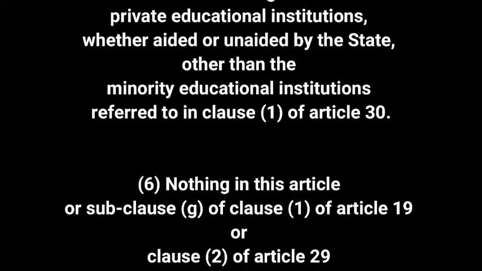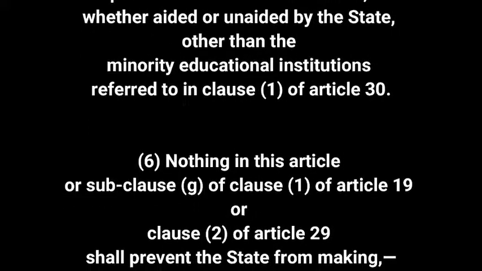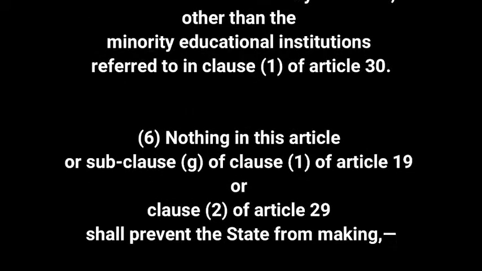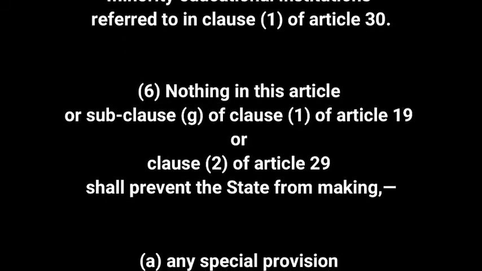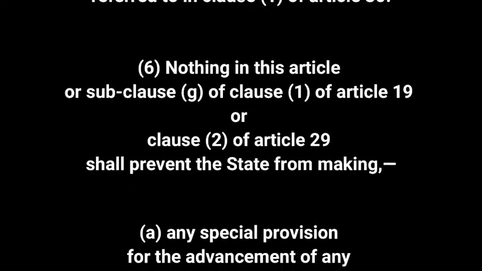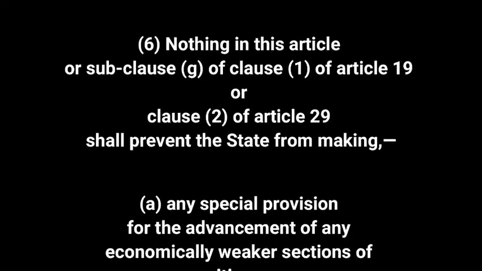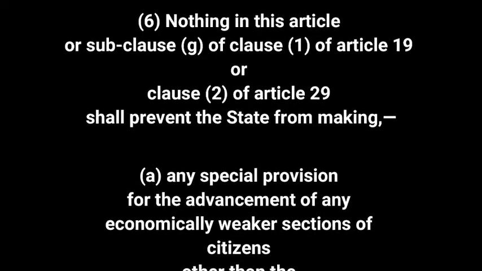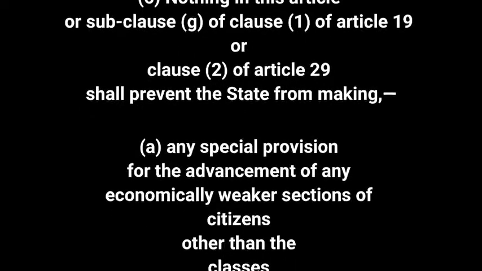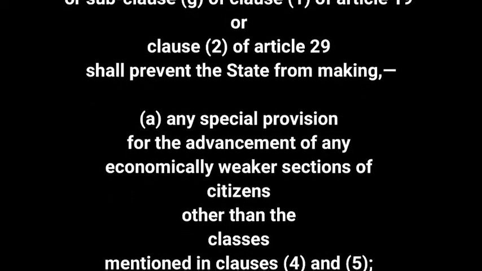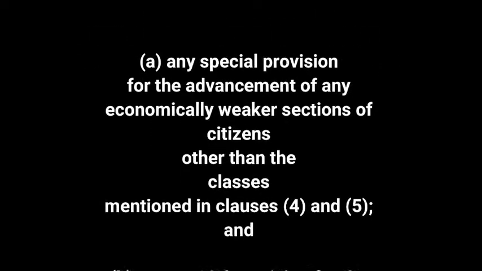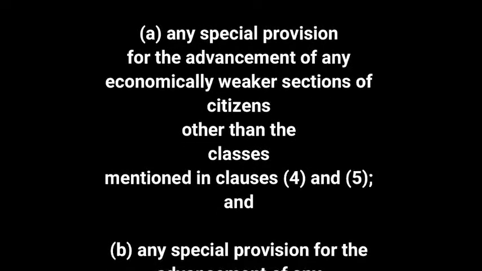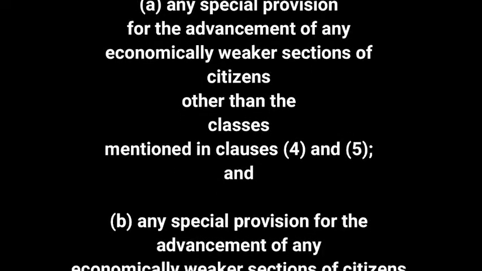of Article 30. Nothing in this article or subclause G of Clause 1 of Article 19 or Clause 2 of Article 29 shall prevent the state from making any special provision for the advancement of any economically weaker sections of citizens, other than the classes mentioned in clauses 4 and 5.